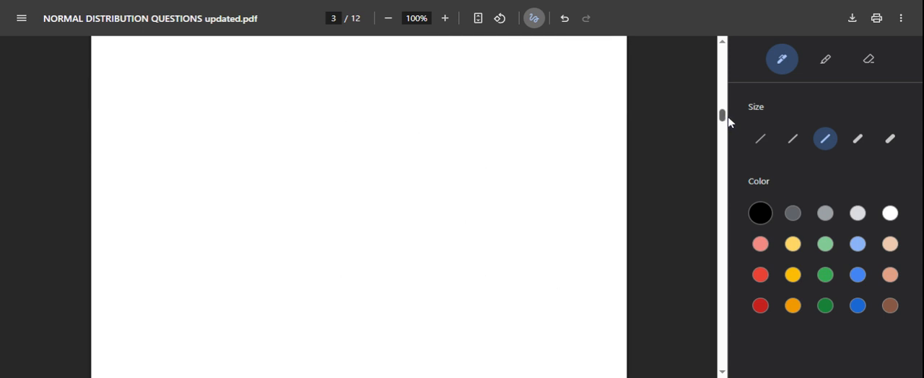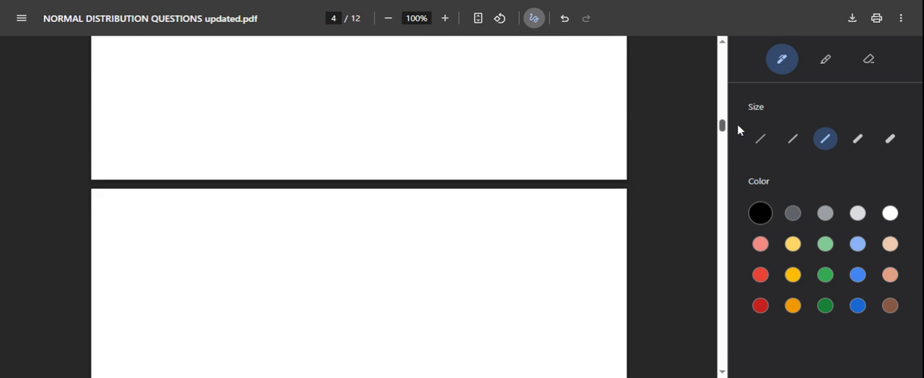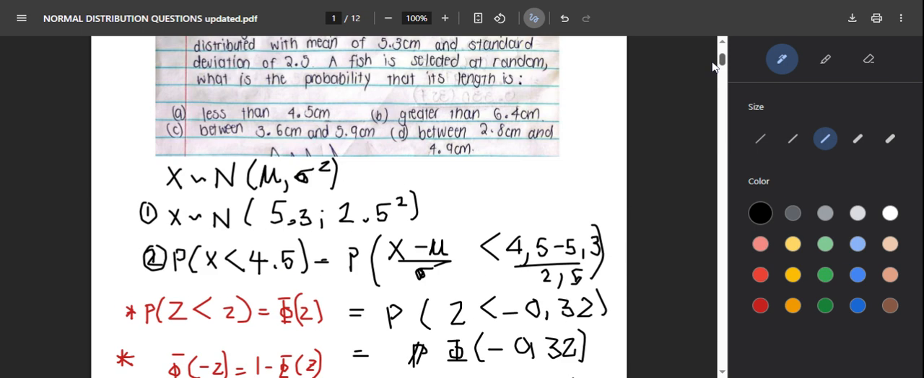Now, let us go on to the last part under this one. So now they want us to find the probability between 2.8 and 4.9. Now for this one, I will actually ask you as the student to attempt it, and then maybe you can just write your answer in the comment section. If you did attempt it, the answer is supposed to be 0.278.